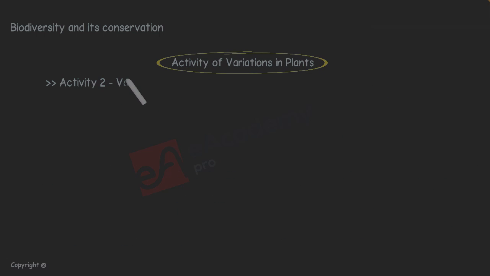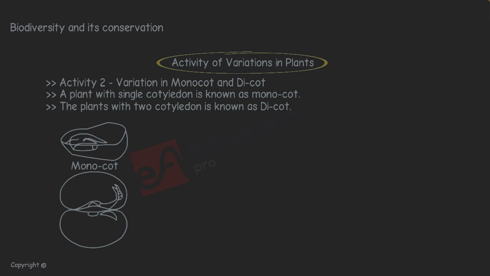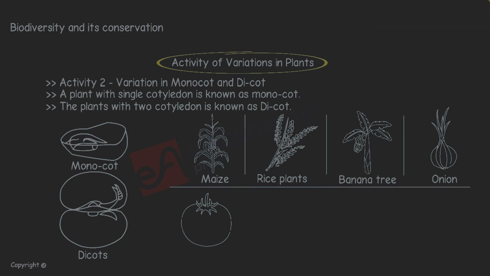Activity 2. Variation in monocot and dicot. A plant with a single cotyledon is known as a monocot, and plants with two cotyledons are known as dicots. Examples of monocots are maize, rice plants, banana tree, and onion.